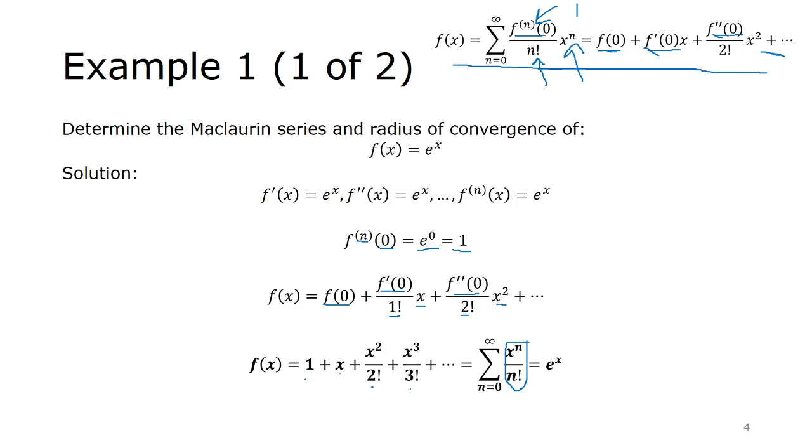And we know that that's just going to be equal to, right? That should theoretically be equal to this e to the x function that we were starting with.